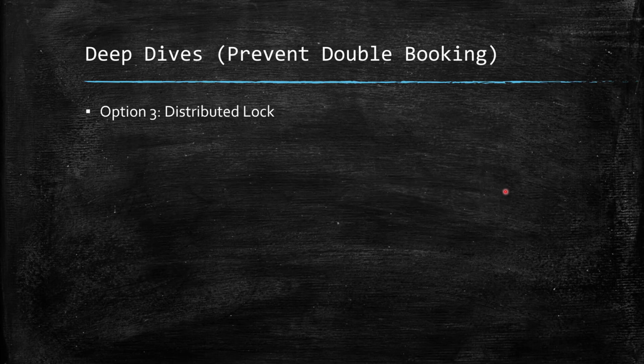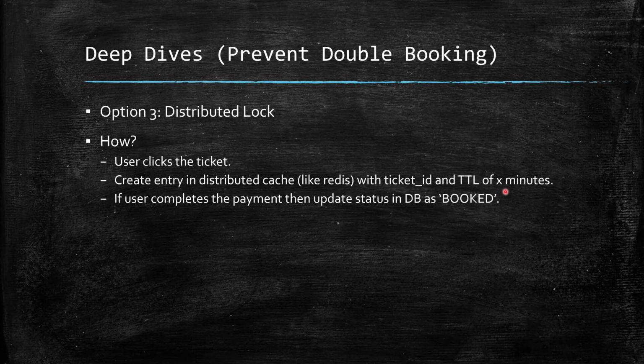Next approach. So the next approach for preventing double booking is the distributed lock method, and this one is the most sophisticated one. This is the solution if you want to prevent double booking. You have to choose this one. How are we going to do this?